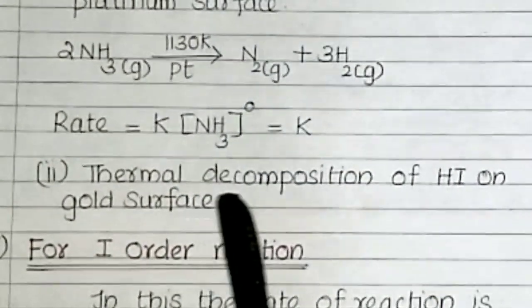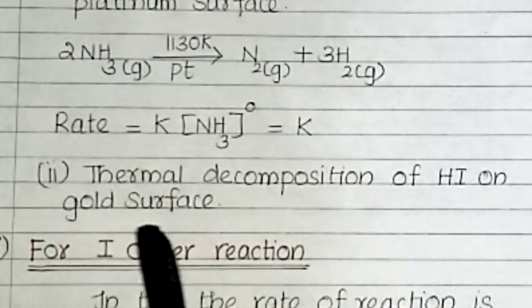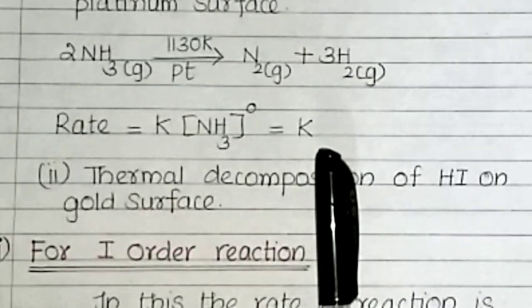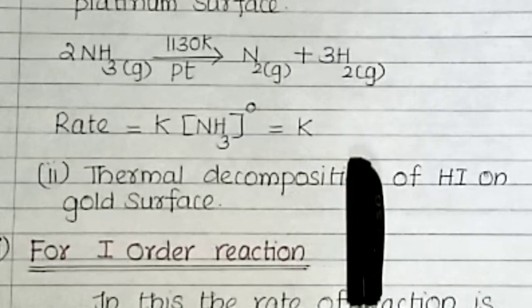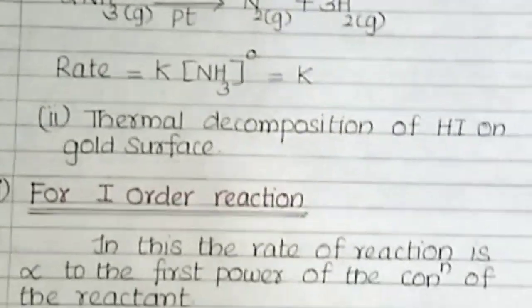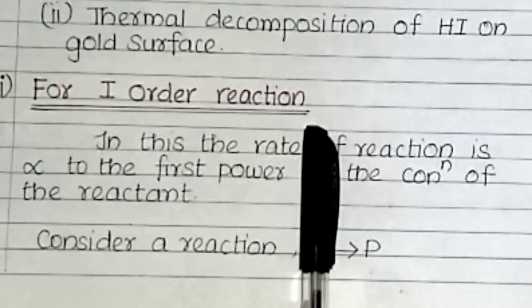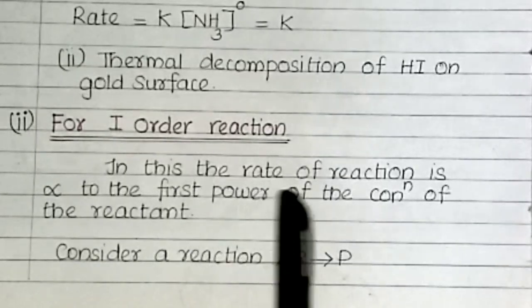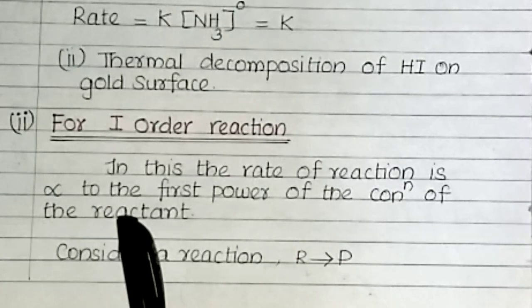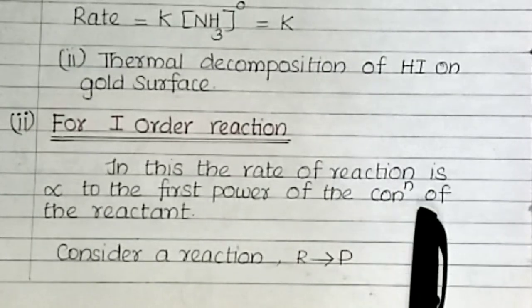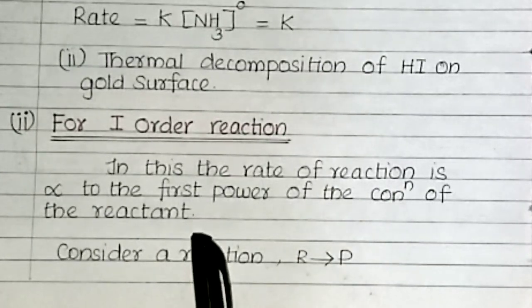Thermal decomposition of hydrogen iodide on a gold surface is also another example of a zero order reaction. Next, the integrated rate equation for first order reaction. In this, the rate of reaction is directly proportional to the first power of the concentration of the reactant.